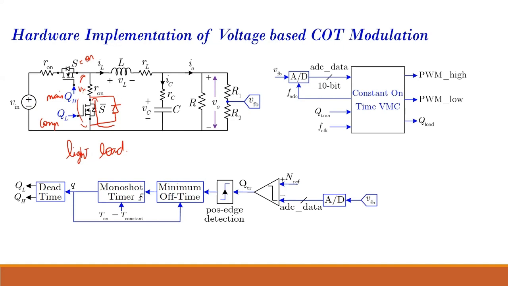Then what happens when your switch is turned off? When your switch is turned off, your inductor current is still flowing. So your inductor will develop such a voltage that the net voltage over here will be positive. It will be developed by your inductor because it has to force the inductor current to flow. Due to that developed voltage, this diode gets turned on and it conducts.